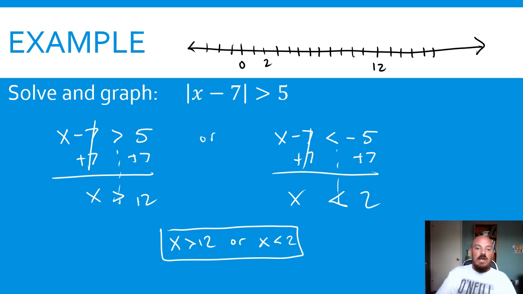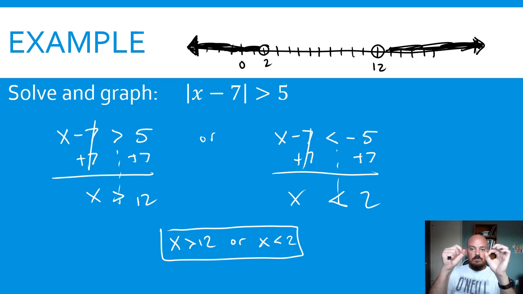So this time I have x is greater than 12. So here's my 12, open circle because there's no or equal to. Greater than is to the right. And then I have x is less than 2. Open circle for 2, no equal to. Less than means shade to the left. And that's exactly what an or should look like. 2 points shading away from each other.